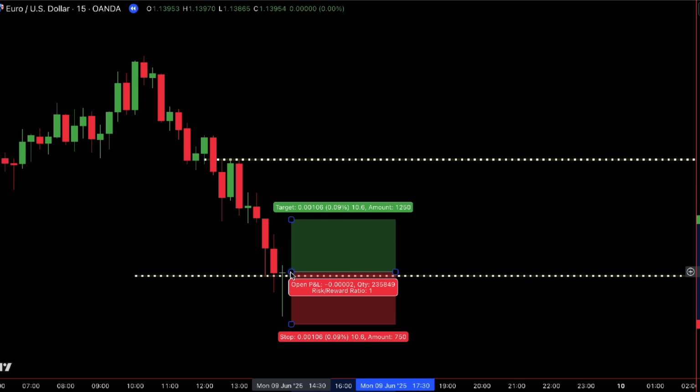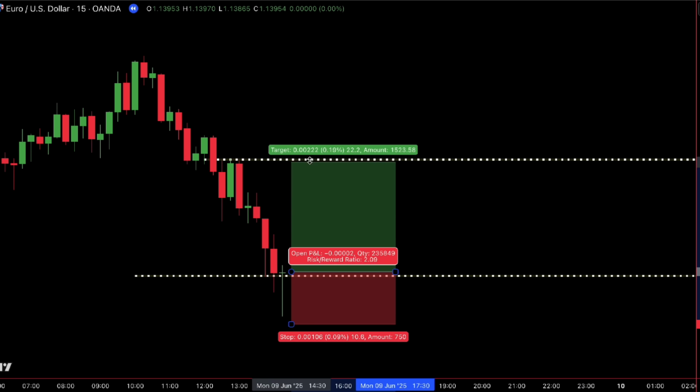Here's the play. Entry. After the candle closes back inside the range, that's your confirmation the sweep is over. Stop loss. Just below the wick of that liquidity sweep. Target. The high of the 1 hour range, which now acts as resistance. And look what happens next. Price rockets up and hits the target beautifully.